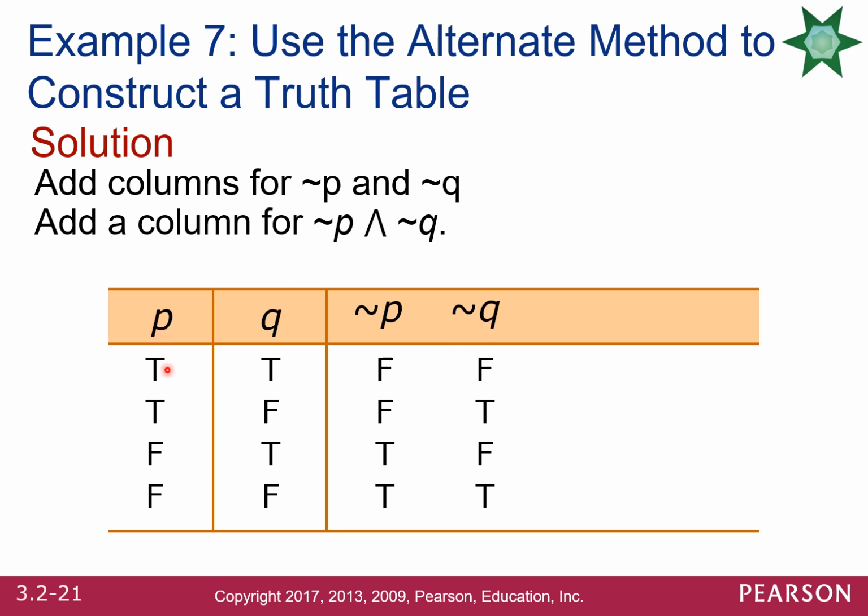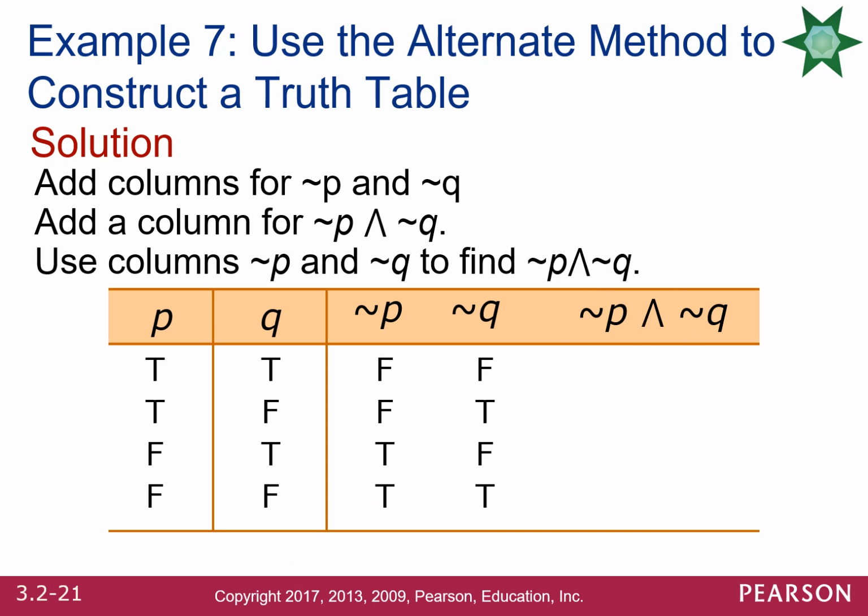So all the P values T, T, F, F now become F, F, T, T. They get reversed because of the negation. And the same thing happens to the Q values. When we negate it, they get reversed. So T becomes F, F becomes T, T becomes F, F becomes T. And then we add a column for not P and not Q. So let's see that appear. All right, so here's the column, and then we evaluate it and put the results here.